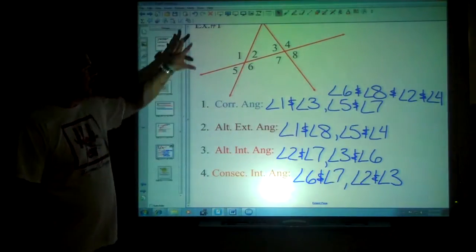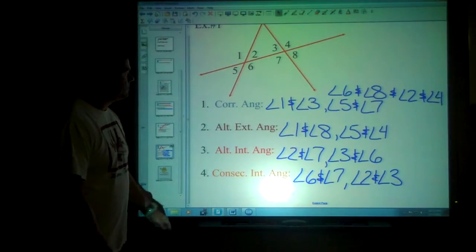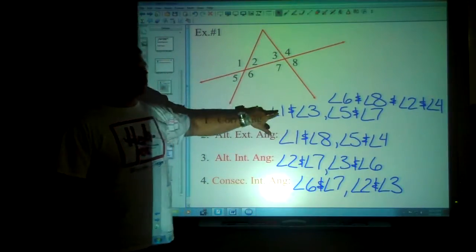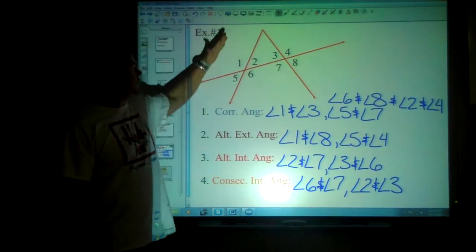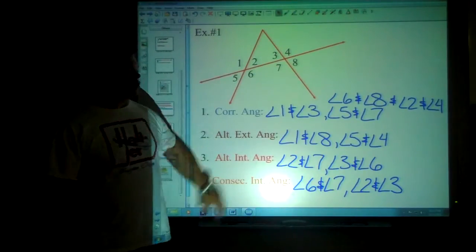And that's how we would describe the different relationships of the angles produced by a transversal. Remember, a transversal intersects two lines that are in the same plane, two or more lines. It's possible that there could be a third line, thus creating more angles that have relationships with each other.